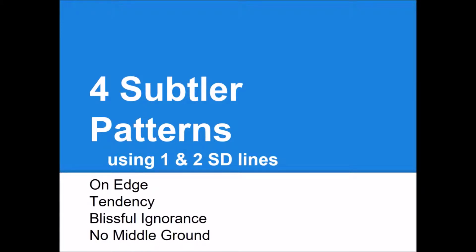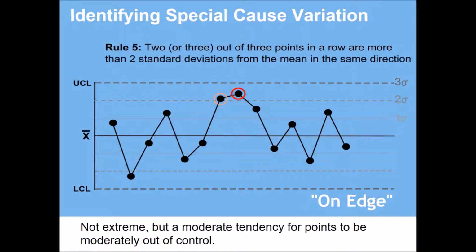And then there are 4 more rules, which are a little more subtle. These use the standard deviation lines at 1 standard deviation and 2 standard deviations on either side of the mean. Rule number 5 we'll call on edge. This is when 2 or 3 out of any 3 points in a row are more than 2 standard deviations from the mean in the same direction. In other words, this is not definitely special cause variation, but there may be a tendency to put points moderately out of control around these parts of your data set.